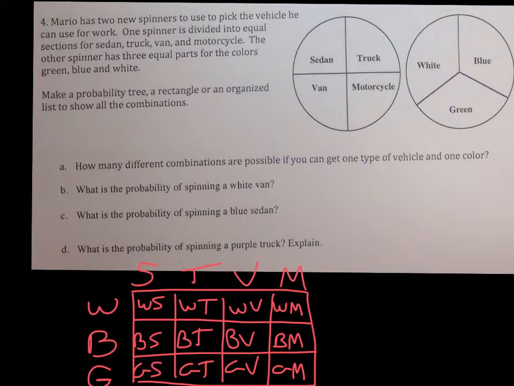Letter A says, how many different combinations are possible? So 1, 2, 3, 4, 5, 6, 7, 8, 9, 10, 11, 12. There are 12 possibilities. And then letter B, what is the probability of spinning a white van? So if I go through, I'm going to look for my white vans.